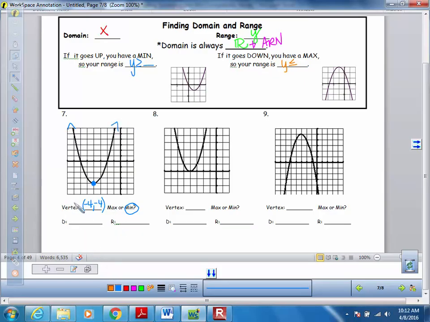What would our domain be? All real numbers. Okay, and so our range, you told me it has a lowest point, so every y value is going to do what as the sides go up? The y value is going to get what? Is it going to get bigger or smaller? As it goes up, it gets bigger. Okay, so that means our y has to be greater than or equal to its lowest y value. What was its lowest y value? -4.